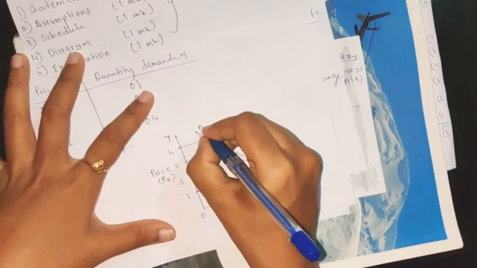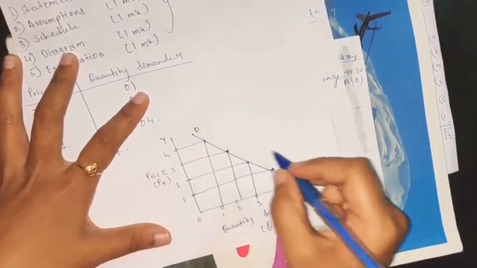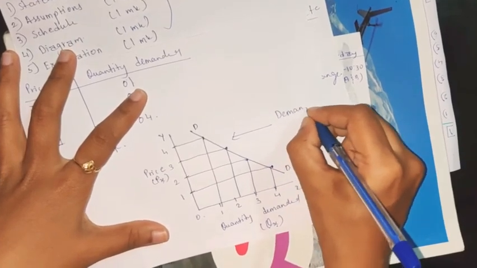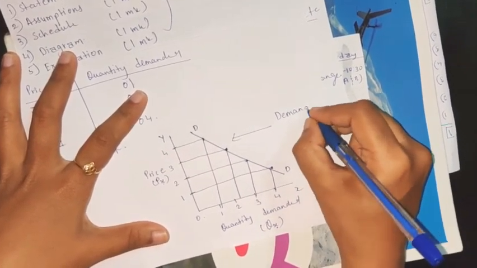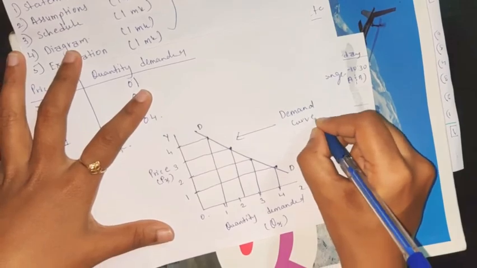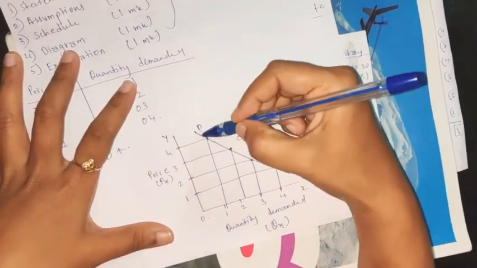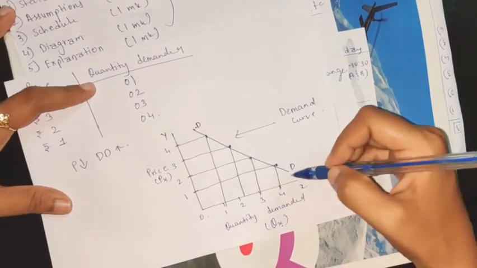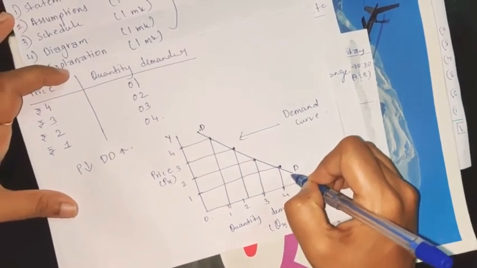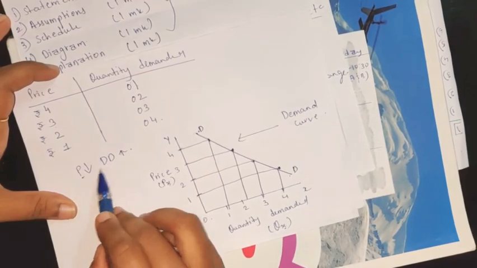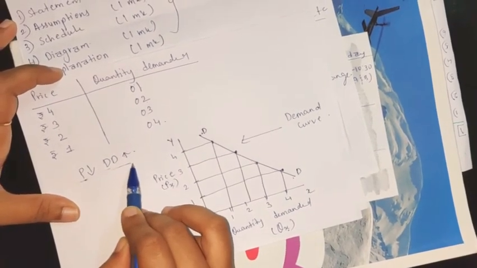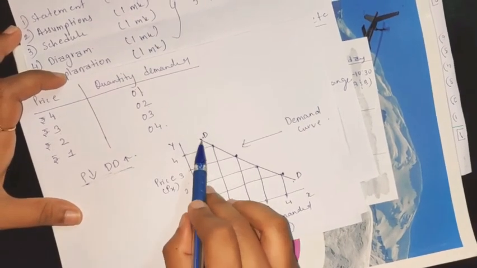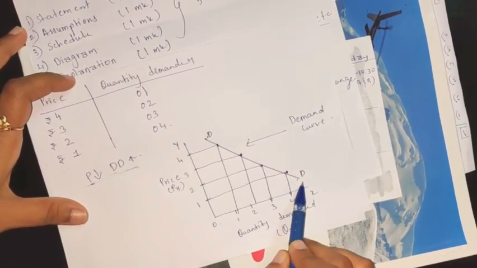You will get a downward sloping line that will be DD. This line is your demand curve, which is downward sloping from left hand side to right hand side. Why is it downward sloping? It is downward sloping because it signifies inverse relationship between price and quantity demanded. There is inverse relationship or negative relationship between price and demand. That is why it is downward sloping from left hand side to right hand side.